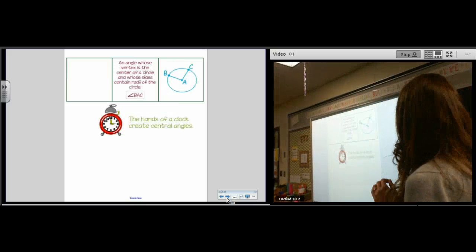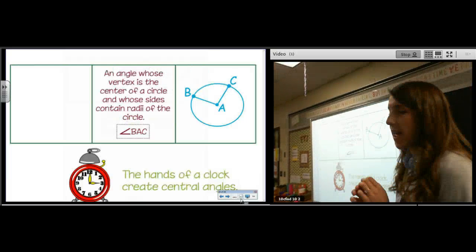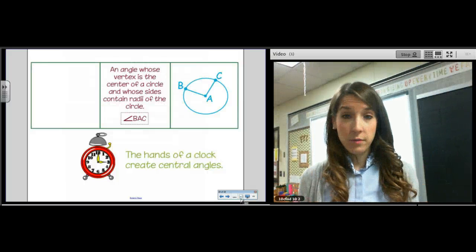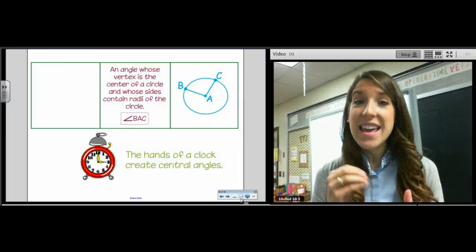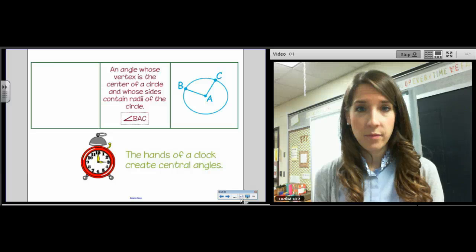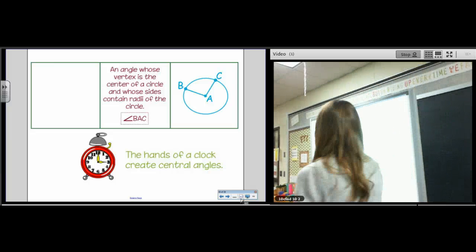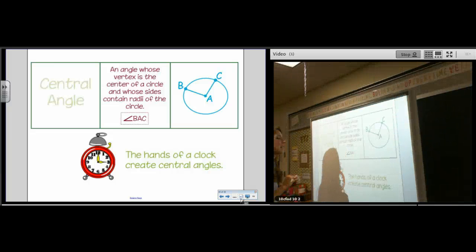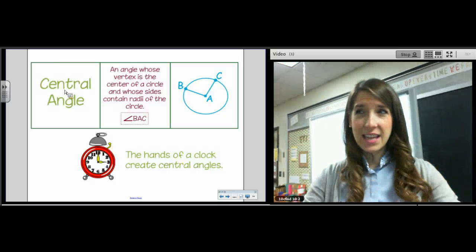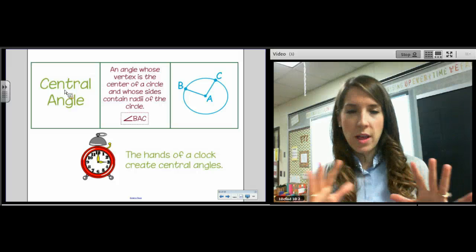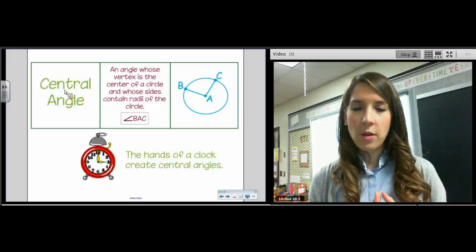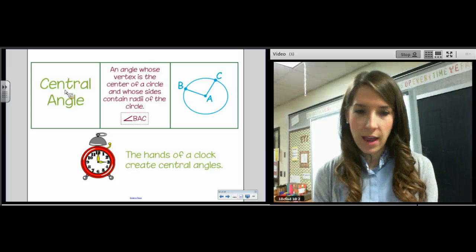All right, the next one, we're going to move into the different types of angles that you can have in a circle. If you have an angle in a circle, and the vertex of that angle is the center of the circle, like think hands of a clock, it is called a central angle. That makes sense, right? The vertex is the center, so it's a central angle. Center, central. So angle BAC is a central angle.